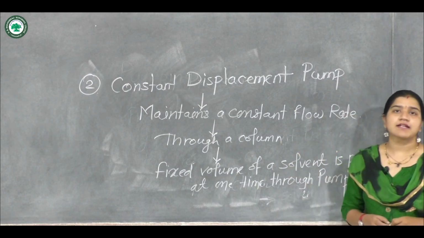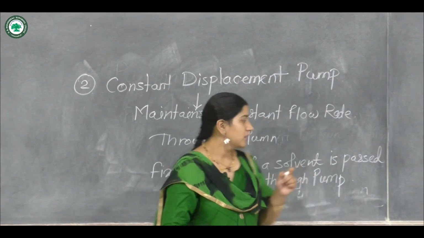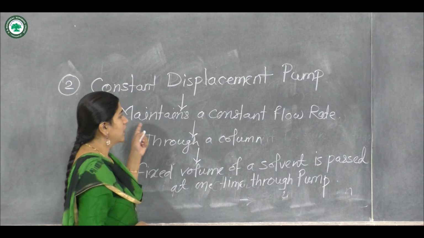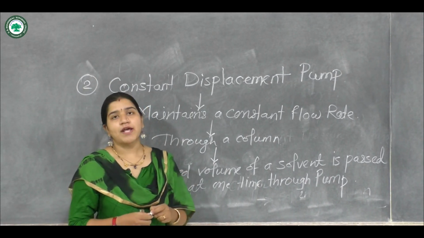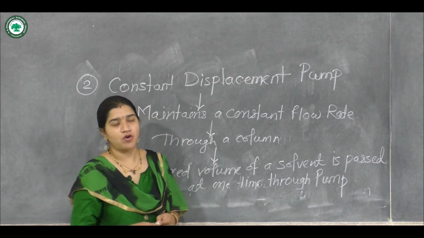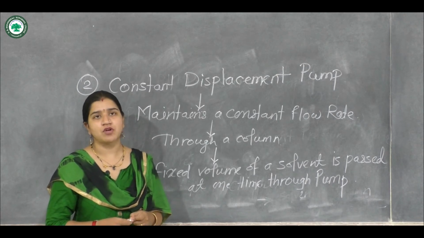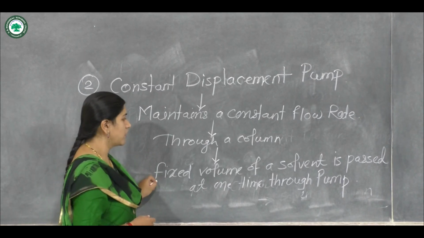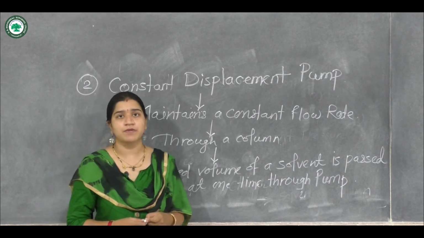So in this case, that is the second category, the constant displacement pump, a constant flow rate is maintained. You are passing the solvent at a constant flow rate through a column, and a fixed or definite volume of the solvent is passed through the column at one time by using the constant displacement pump.